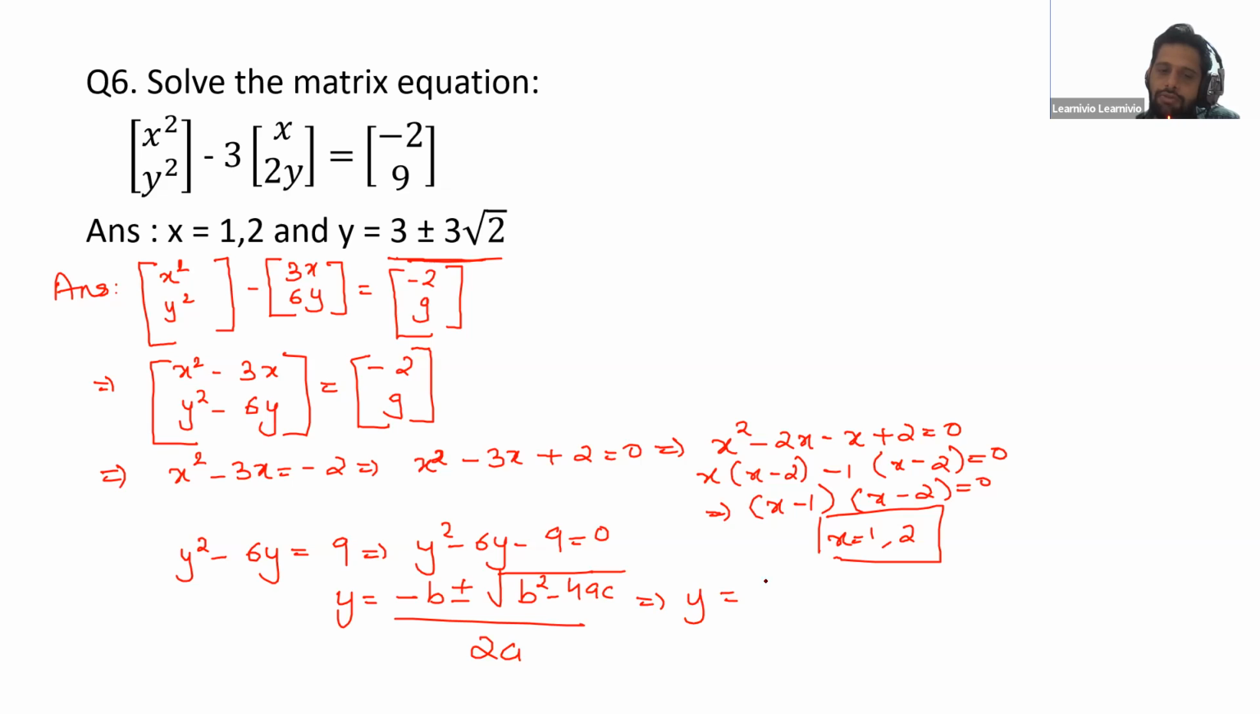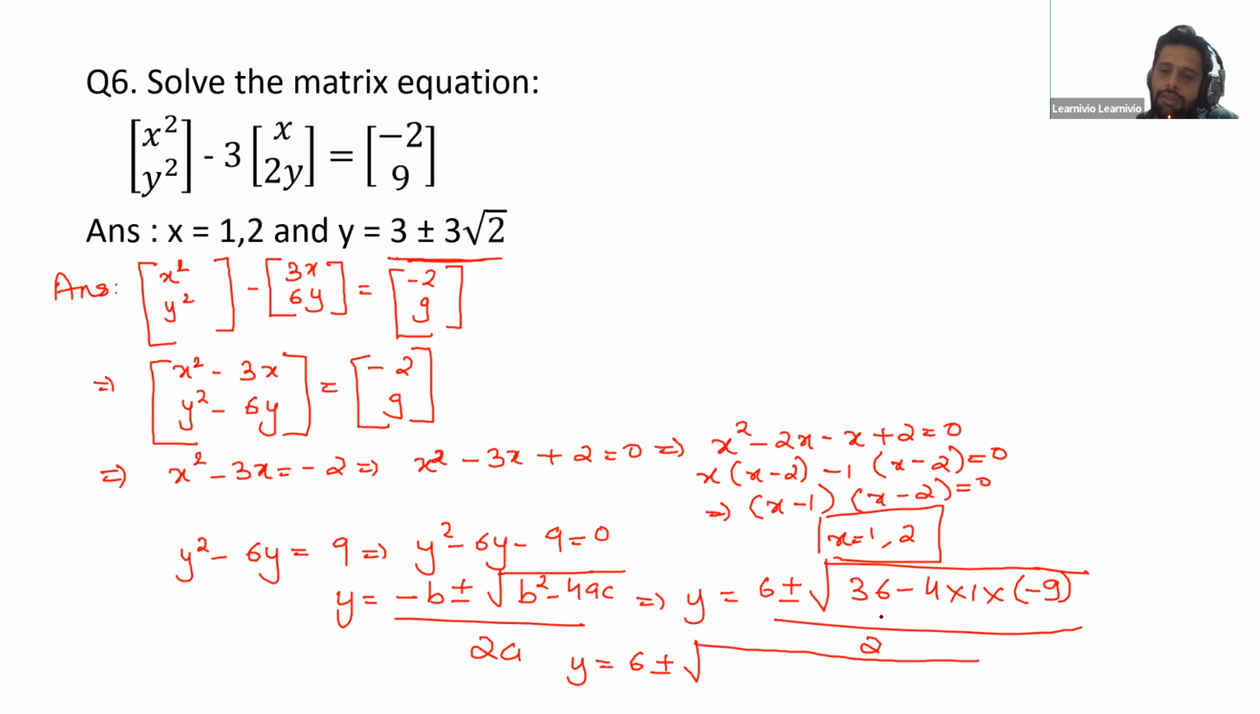So this we will get y is equal to minus b, so this becomes 6, plus minus under root of b square. So b square is again 36, minus 4 into a is 1, into c is minus 9, by 2. Now y we will get 6 plus minus under root, and this is 36 plus 36, divided by 2. Now if you find the root of this, then you will get 6 plus minus 6 under root 2 by 2.